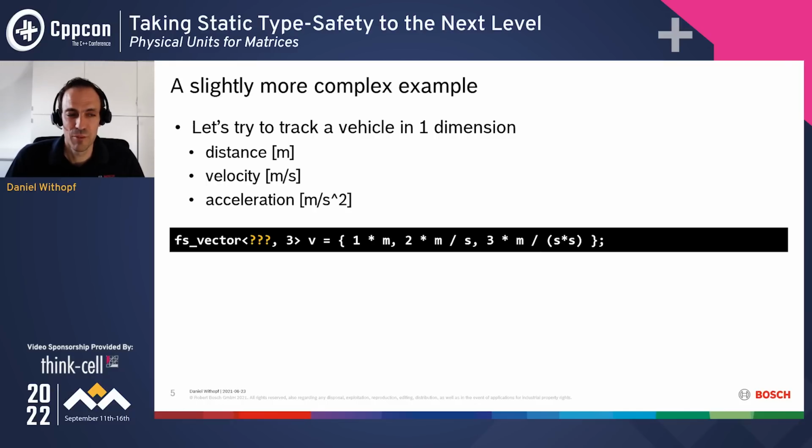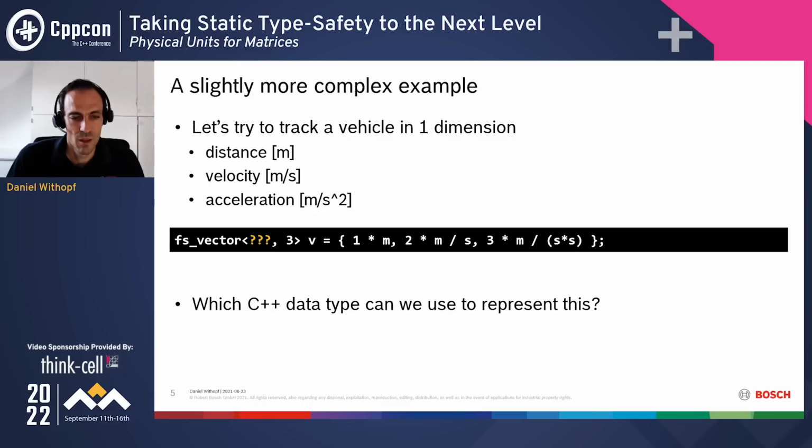The only question that's remaining is what should we use as the value type here? Because we're now using 3 different strong types. As I mentioned, physical units are different types in all C++ physical units libraries. So we have 3 different distinct types. So there's no longer a unique value type that we could use for that FS vector here. Now, a question for you that you can maybe try to answer in your head. Which C++ data type can we use to represent this? We want to have different types that we store in such a linear algebra vector.